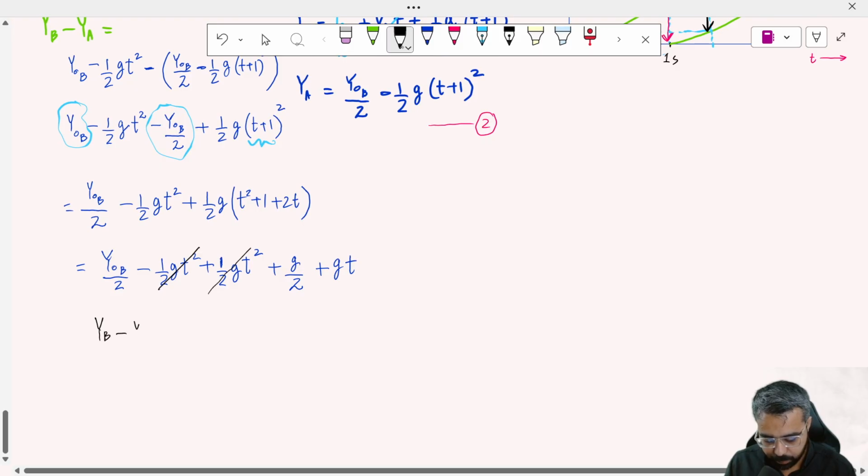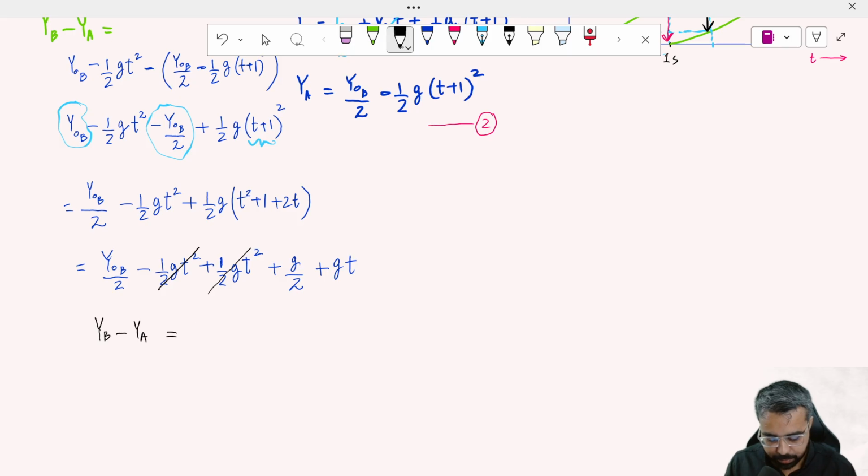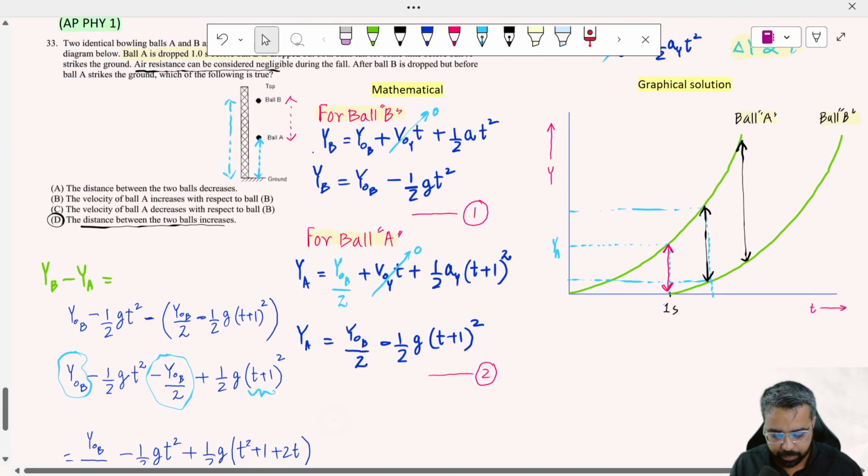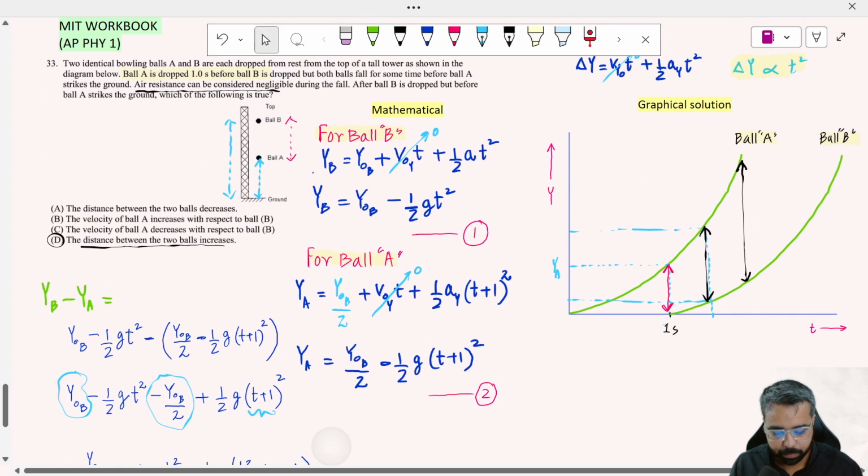As a result, the separation between the two is equal to this constant, because this is a constant value, plus g over 2 is also a constant. But look at this gt factor. Don't you think that as the time is increasing, this gt factor will always increase? So when it increases, automatically the separation between the two will also increase. This was lengthy, but I hope you understand the graphical method as well as this one.